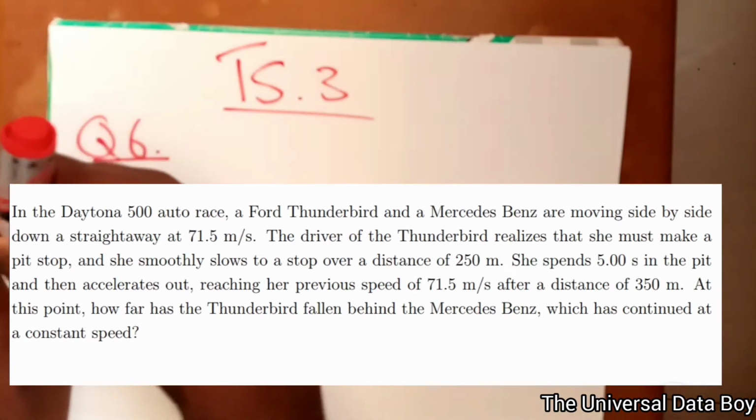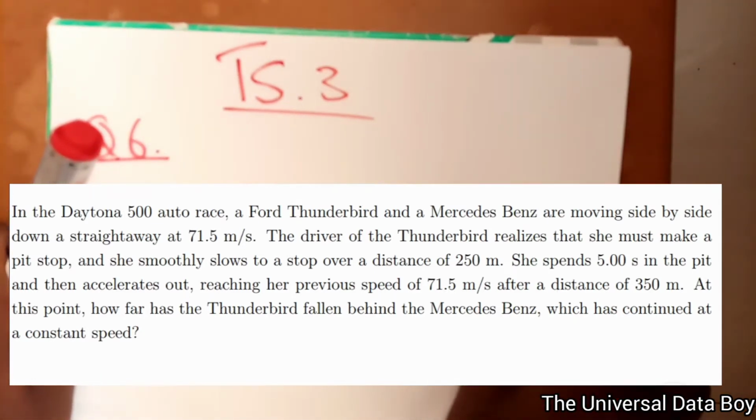It says in a Daytona 500 auto race, a Ford Thunderbird and a Mercedes Benz are moving side by side down a straightaway at 71.5 meters per second. The driver of the Thunderbird realizes that she must make a pit stop, and she smoothly slows to a stop over a distance of 250 meters. She spends 5 seconds in the pit and then accelerates out, reaching her previous speed of 71.5 meters per second after a distance of 350 meters. At this point, how far has the Thunderbird fallen behind the Mercedes Benz?